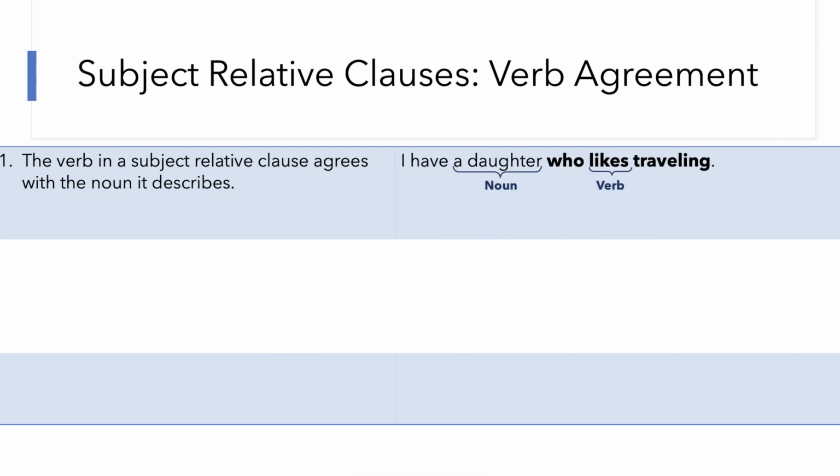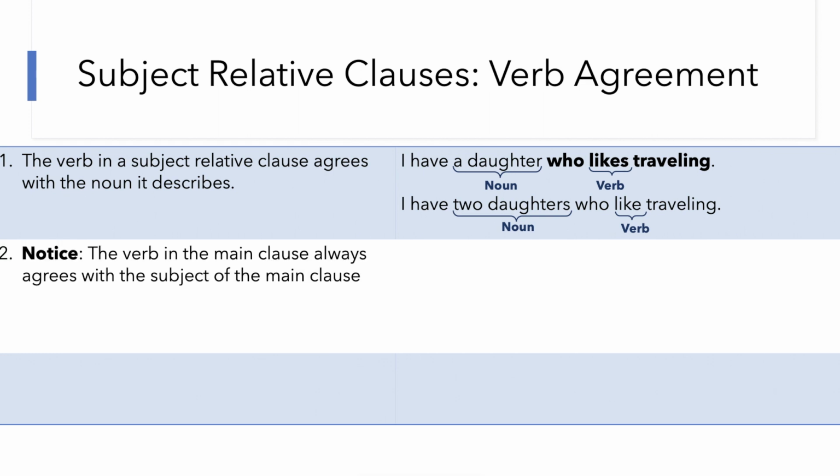For example, "I have a daughter who likes traveling." The relative clause is who likes traveling. The verb is likes, and it describes a daughter. Remember that verbs use an S when they're singular, and nouns use an S when they're plural. Don't get confused with this. But if I make this sentence plural, "I have two daughters who like traveling." Now the noun is plural, so the verb no longer has that S, and that makes the verb plural. Two daughters like.